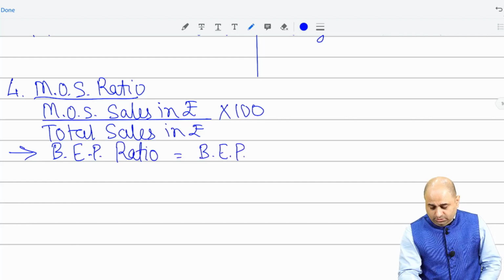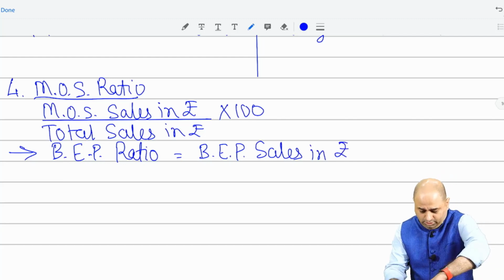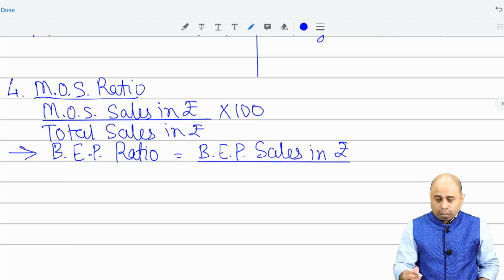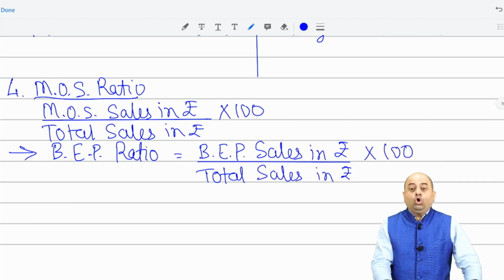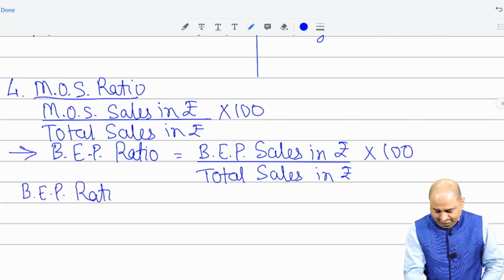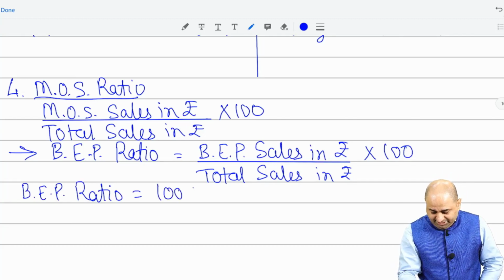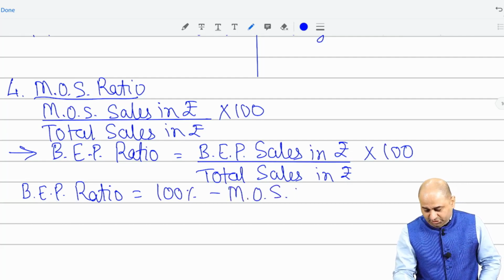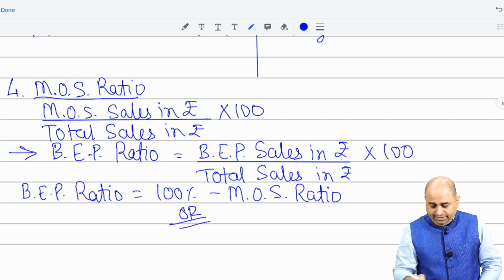BEP sales in rupees upon total sales in rupees into 100. Alternatively, you can also calculate it this way. BEP ratio is equal to 100% minus MOS ratio. Same thing, but in a little different way.